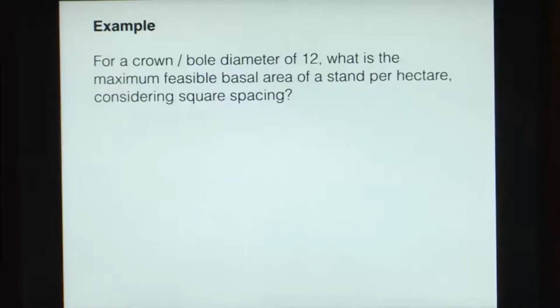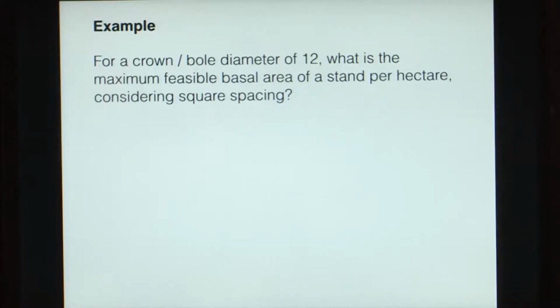Coming back to the slides now, here we have for a crown over bole diameter of 12. Bole is the main trunk or the stem of the tree, crown is its canopy. So, for a crown over bole diameter of 12, what is the maximum feasible basal area of a stand per hectare considering square spacing? What are we given here?